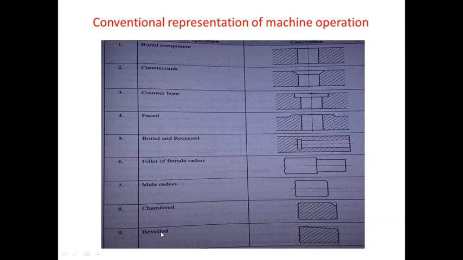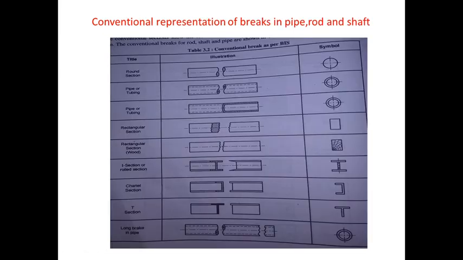Beveling. Now when any one surface of the object has to be inclined, then we perform the beveling operation. You can see for beveling we use this conventional representation. So in order to represent the different machine operations like counter bore, counter sink, boring, male radius, female radius, chamfering, etc., we use these types of symbols. These are nothing but the conventional representations of the machine operations.